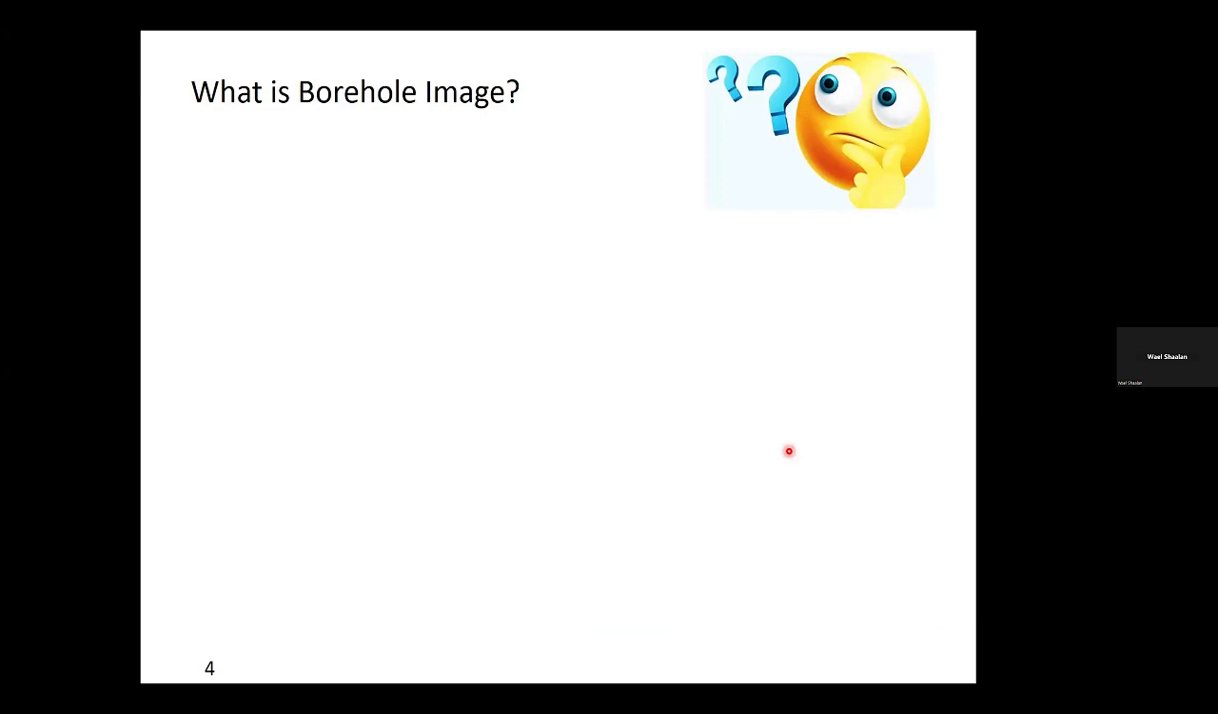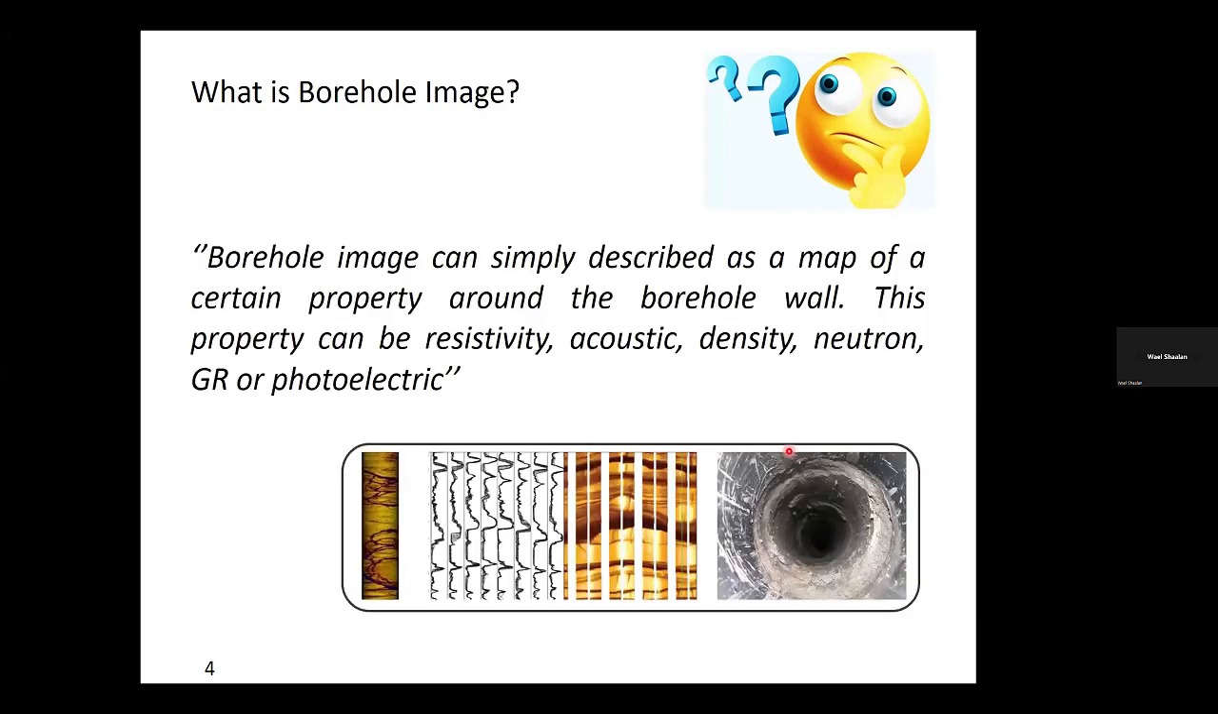Simply, the borehole image is a kind of property around the wellbore. So we map the wellbore. It's not a camera, this is what we see here. It's a camera. But in borehole imaging in the oil and gas industry, we use a certain property to map 360 degrees around the wellbore to see what features we have.